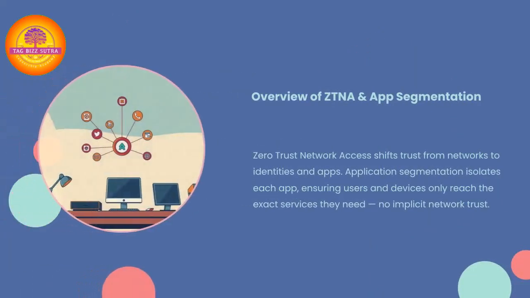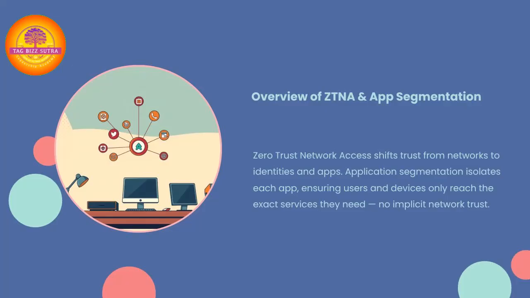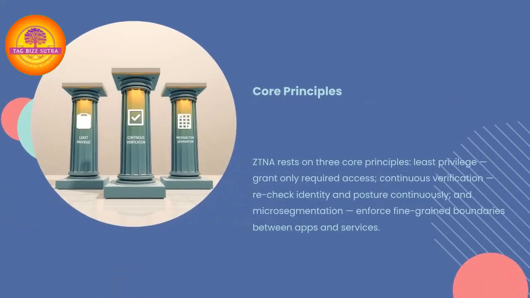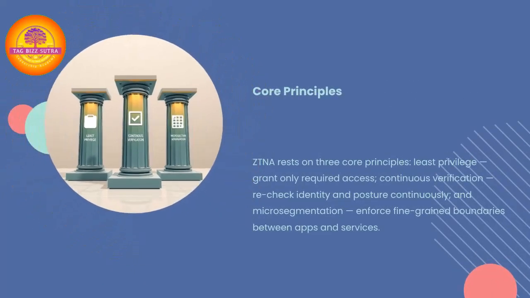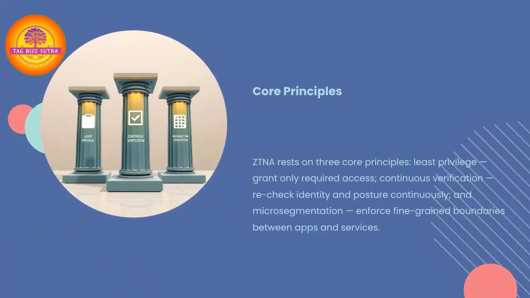Zero Trust Network Access shifts trust from networks to identities and apps. Application segmentation isolates each app, ensuring users and devices only reach the exact services they need, no implicit network trust. ZTNA rests on three core principles: least privilege, grant only required access; continuous verification, recheck identity and posture continuously; and microsegmentation, enforce fine-grained boundaries between apps and services.